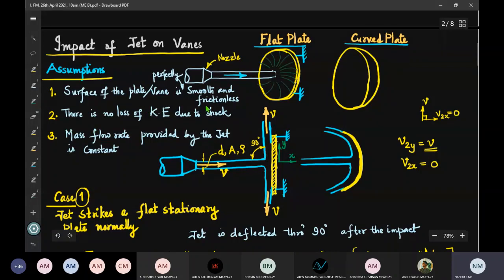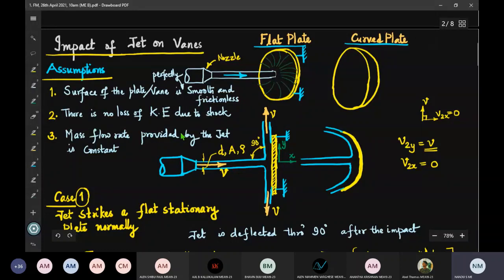The surface of the plate or vane is perfectly smooth and frictionless, we consider. And when the liquid strikes, we consider that there is no loss of kinetic energy due to shock. This is very important, so I repeat, there is no loss of kinetic energy due to shock, or the liquid has a shockless entry when it strikes the plate. And the other one is the surface of the plate is perfectly smooth and frictionless. In practical sense, we consider that the plate is very finely polished. It is frictionless, extremely smooth.